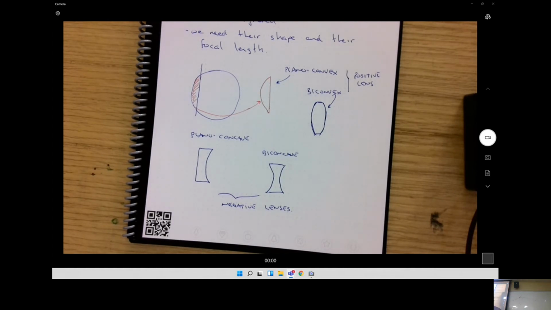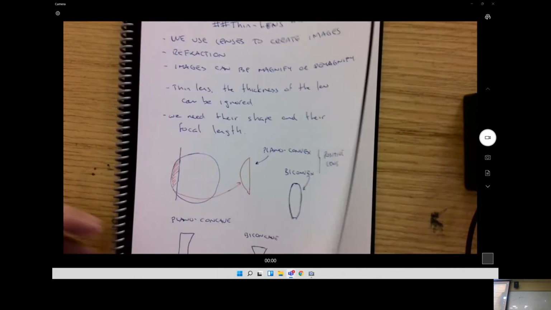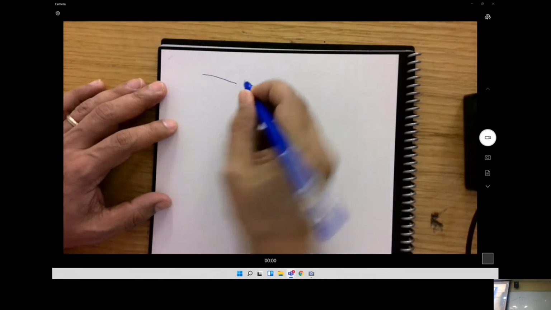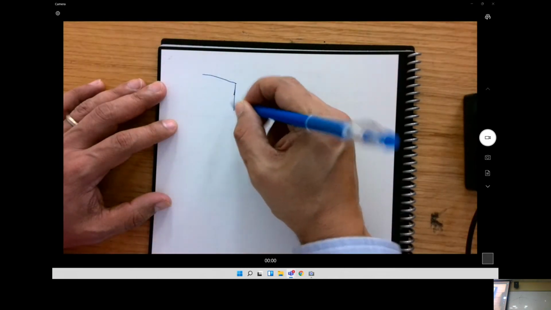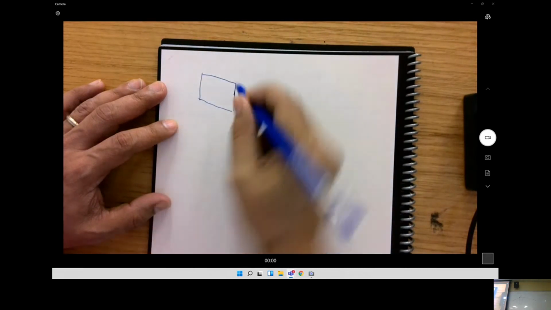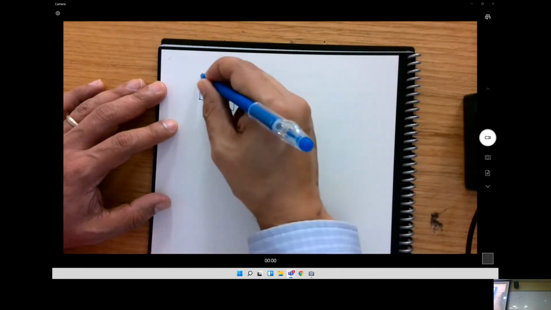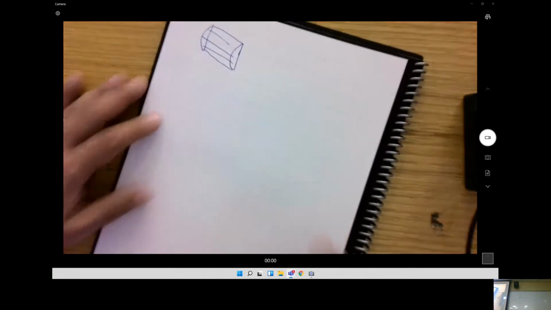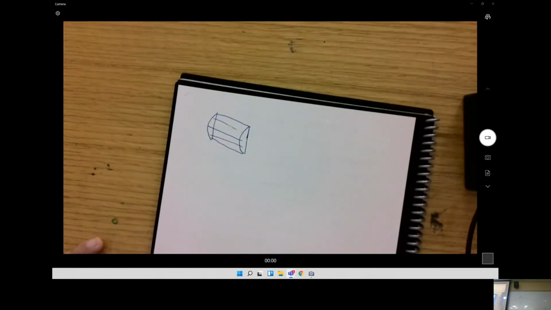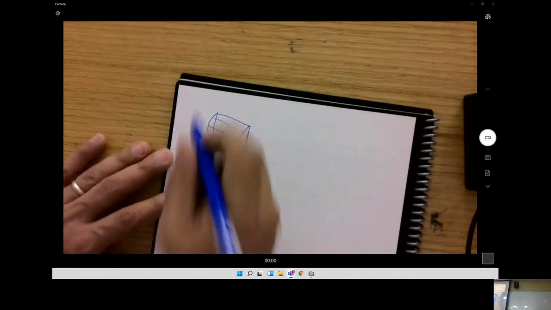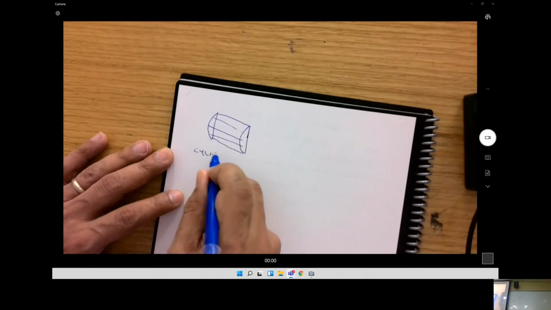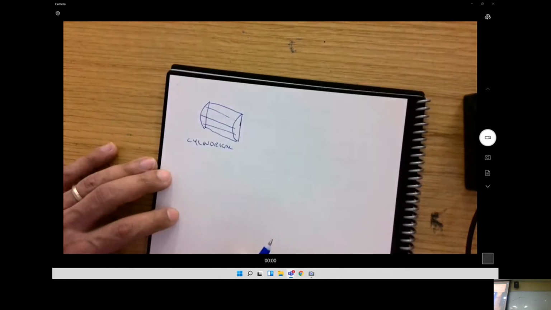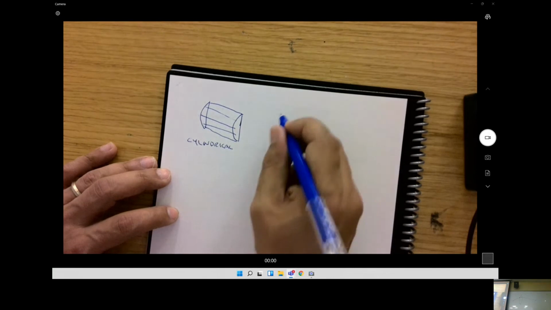Okay, so there are more shapes. There are cylindrical lenses. I don't know if I can draw it, but they kind of look like this. So it only has a curve on one axis. So this will be a cylindrical lens. And you also have aspherical lenses.